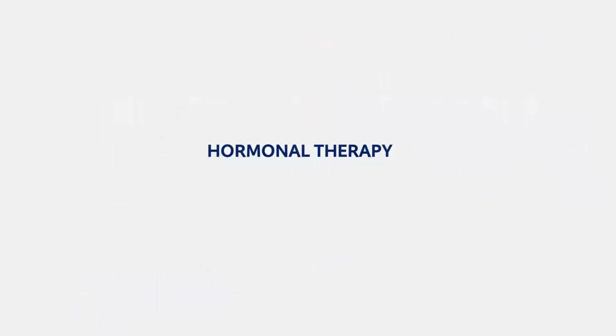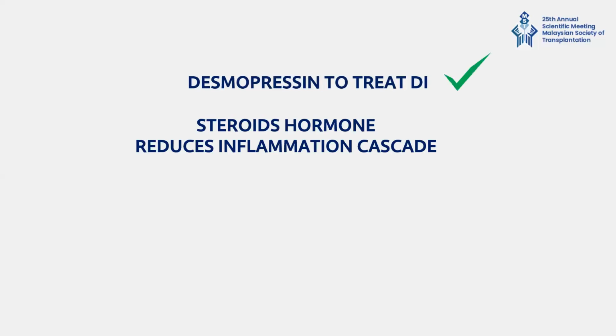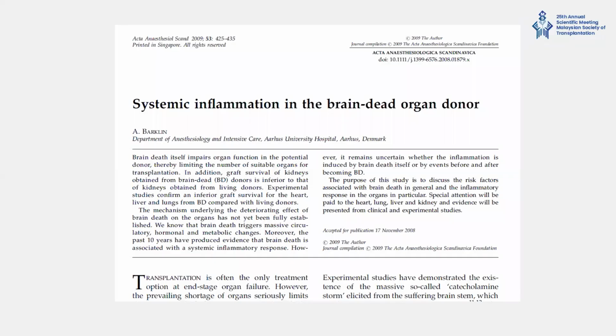Okay, so we go to hormonal therapy. Desmopressin to treat the diabetes insipidus, yes. Steroid hormone will reduce the inflammation cascade, yes. How about thyroid hormone? Okay, let's go on to steroid hormone first.